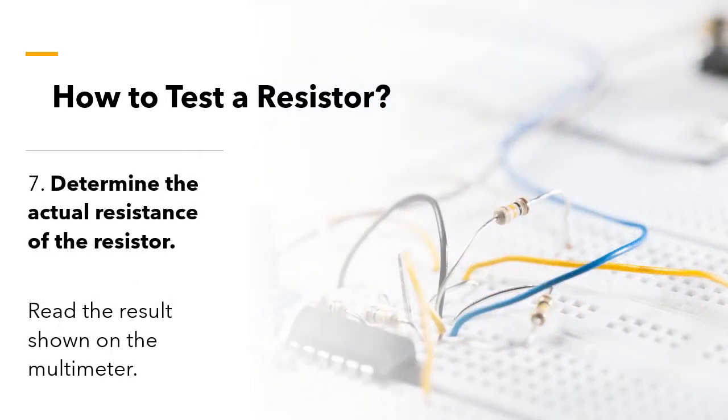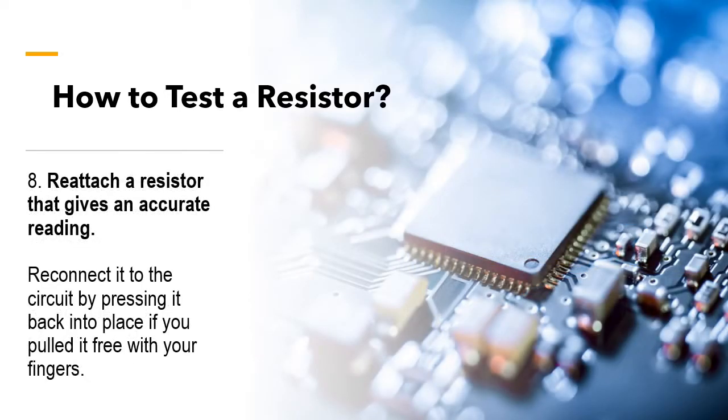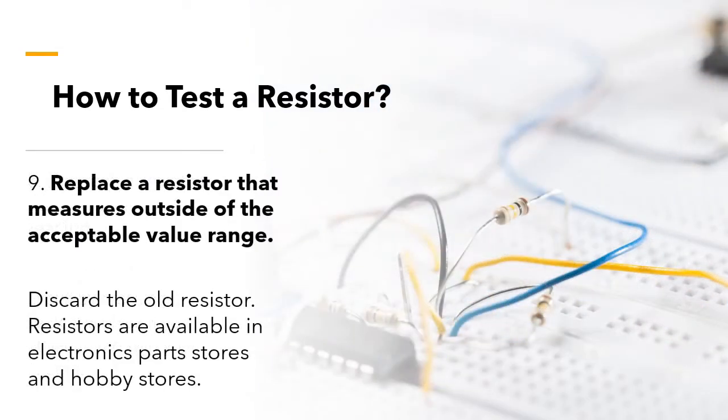Seven, determine the actual resistance of the resistor. So read the results shown on the meter. Step 8. Reattach the resistor that gives an accurate reading. Reconnect it to the circuit by pressing it back into place if you pulled it free with your fingers. Nine, replace a resistor that measures outside of the acceptable value range. Discard the old resistor. Resistors are available in electronic parts stores and hobby stores.